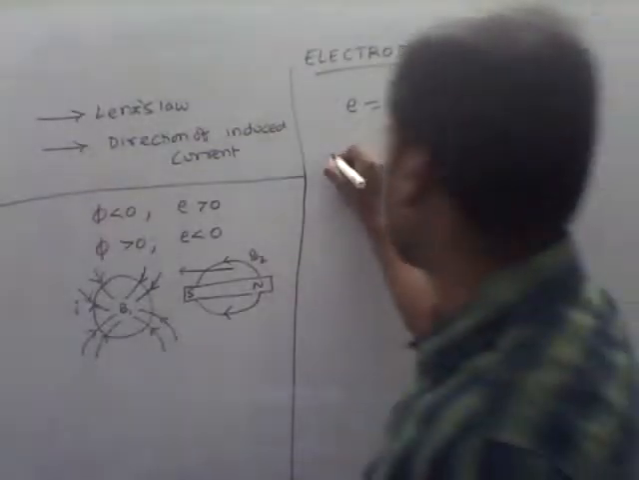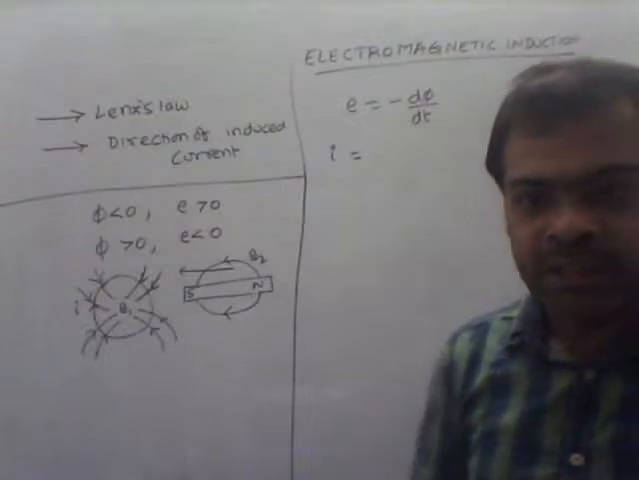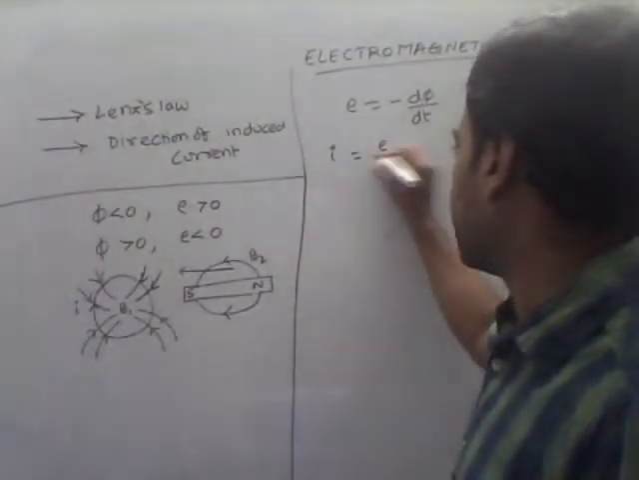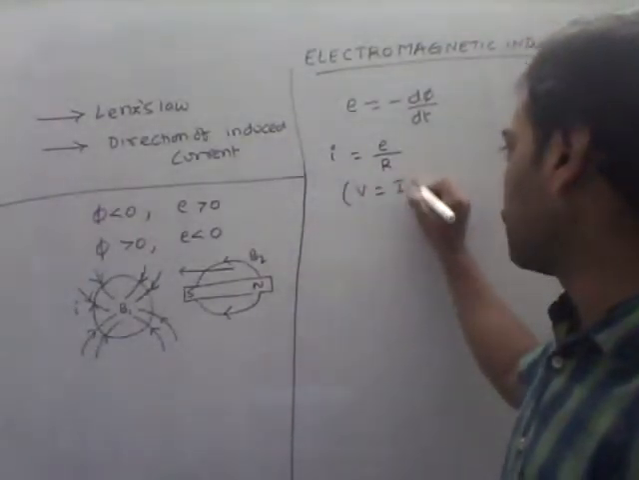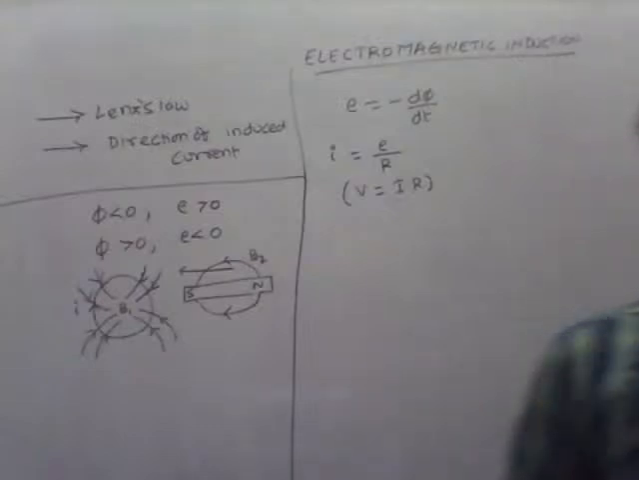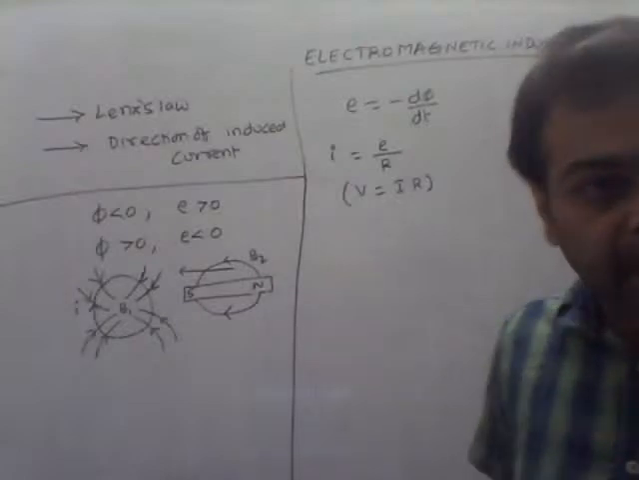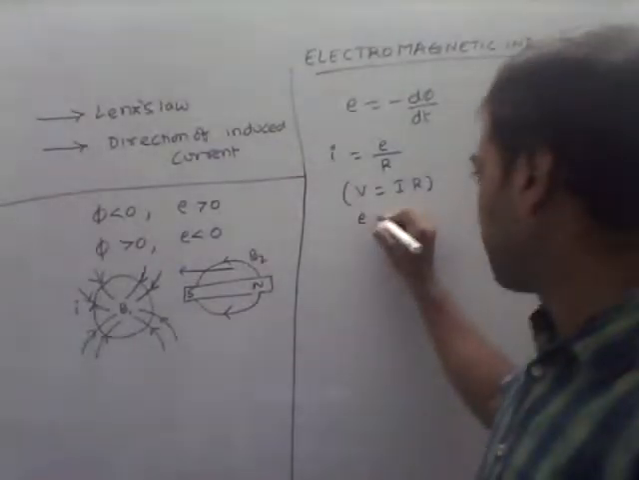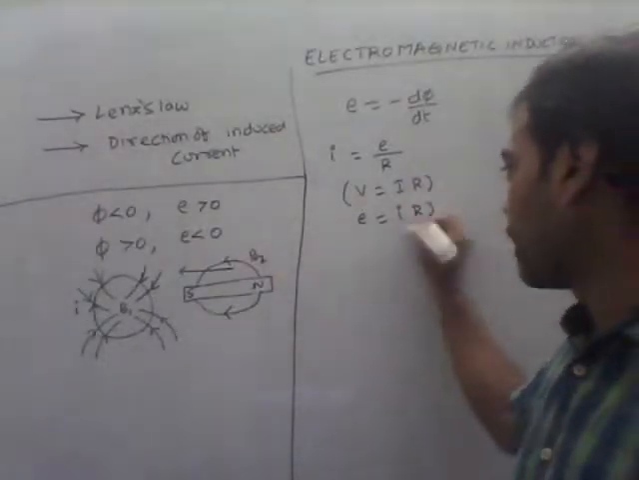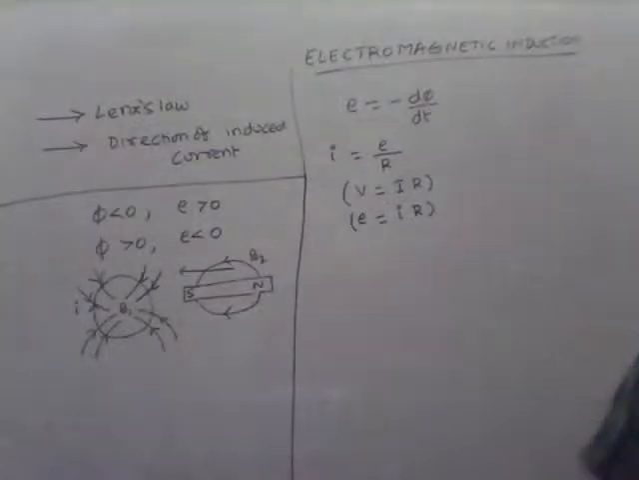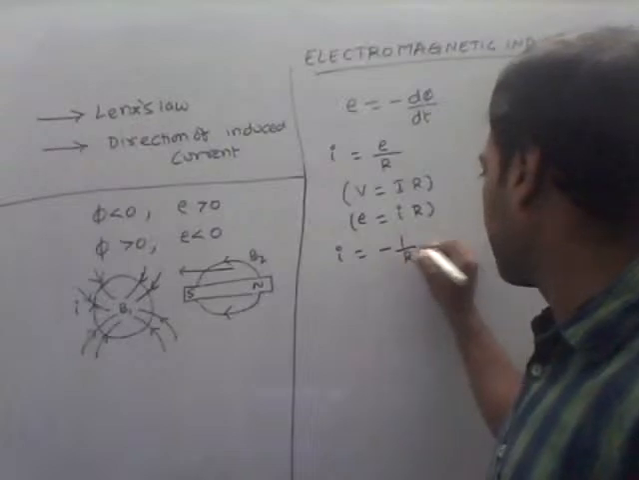So induced current, according to Ohm's law, I can write current is equal to E by R. That is, according to Ohm's law, V is equal to IR. Here we have the potential difference between the ends of the conductor, that is the induced EMF, and current means induced current times the resistance of the coil. So my induced current I is equal to minus 1 by R into d phi by dt.